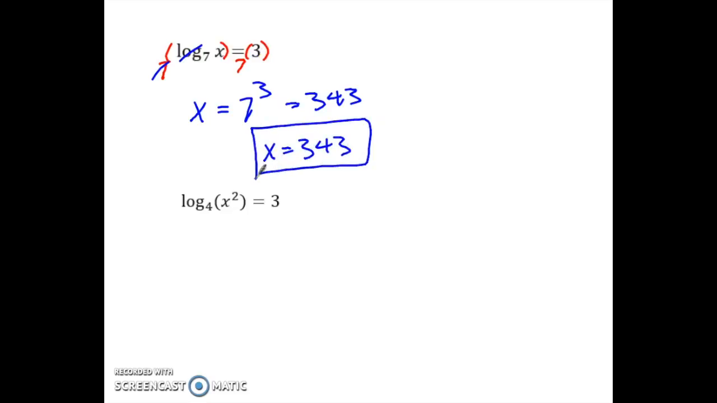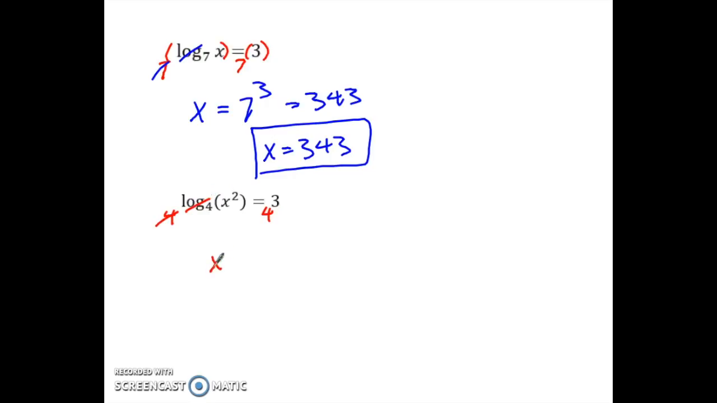So at this point, maybe try to pause the video and try the next example on your own. So if we're trying the next example, we have a log base 4. That means we're going to take the 4th power and raise each side of our equation 4 to this power and 4 to this power. So the 4's will cancel. The exponent and the log will cancel.